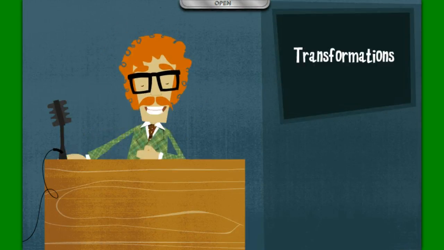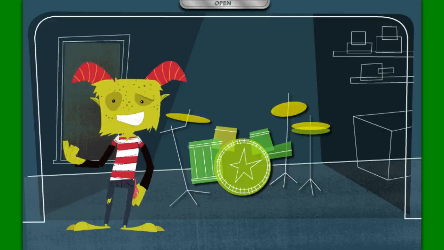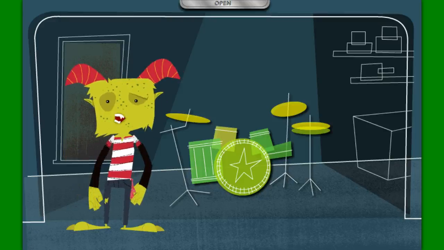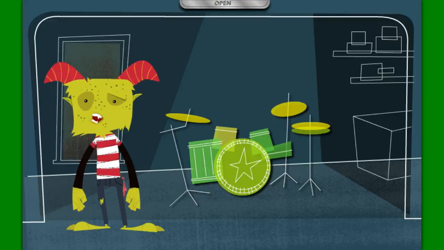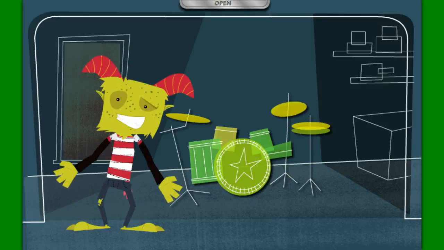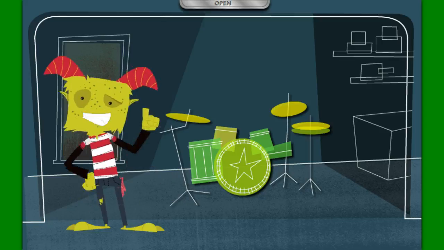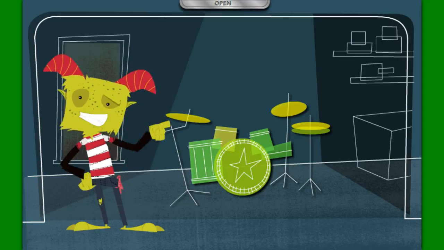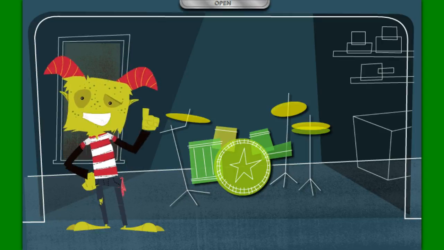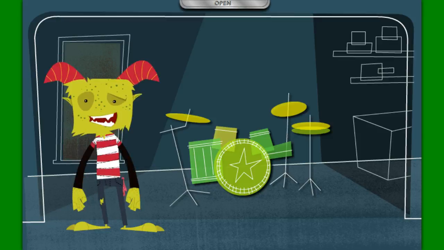You know how you act differently when you're around your friends than when you're around your parents or a teacher? You're still the same person, but you just change your behavior a little. That's sort of what we're talking about here. In math, a transformation is when you change a shape by using a rotation, reflection, or translation.